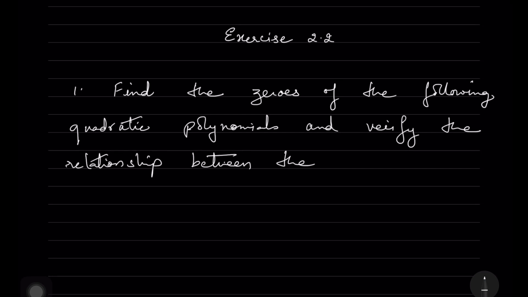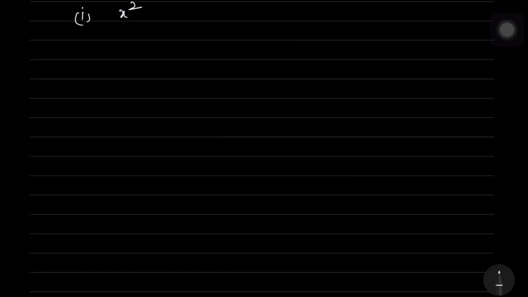Between the zeros and the coefficients. So how to solve these problems, we'll just see. We'll first factorize the given quadratic polynomial. Using the factorization, we'll name those 2 roots, that is 2 zeros, alpha and beta, and then we'll see what is the sum and then the product, and then we'll compare with the coefficients.